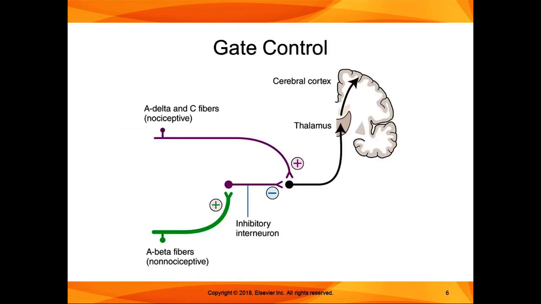So here's our gate control. We have our A delta and C fibers. Those are our nociceptors sending a pain signal up to the thalamus. The A beta fibers are activated, and they stimulate an inhibitory neuron, which closes the gate, basically. So that all happens in the dorsal horn of the spinal cord, so the pain doesn't get to go past there.